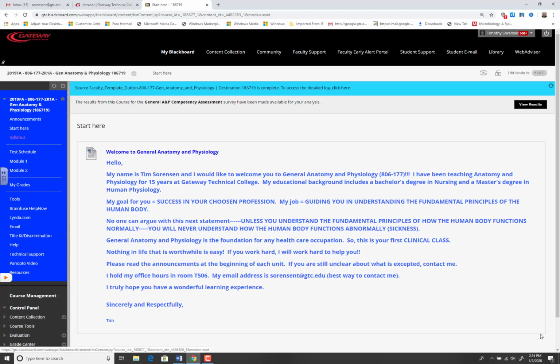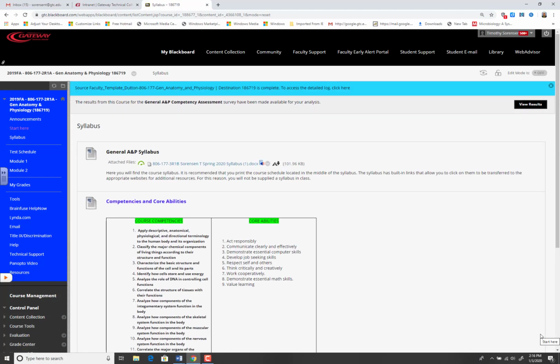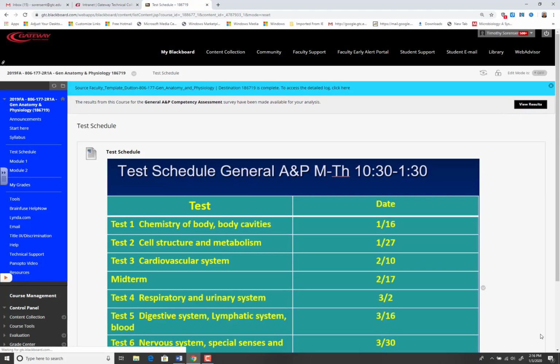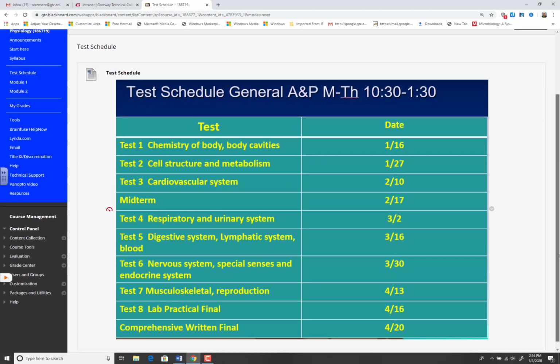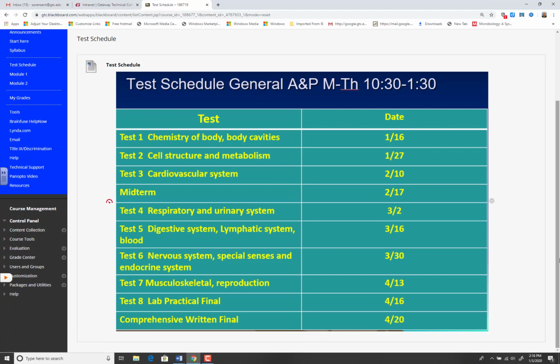The next thing you want to do is look at the syllabus. I'm going to go over this in class, but make sure that you take a look at it and also print it out for the first day. It gives you an idea of what we're going to be covering in the course, the grading scale, and the test schedule. I've also posted the test schedule here. Now, just so you know, it will vary based on the class that you're in. The test schedule for this class that I have to make the video is for my Monday, Thursday day class from 10:30 to 1:30. So this will be the test schedule.